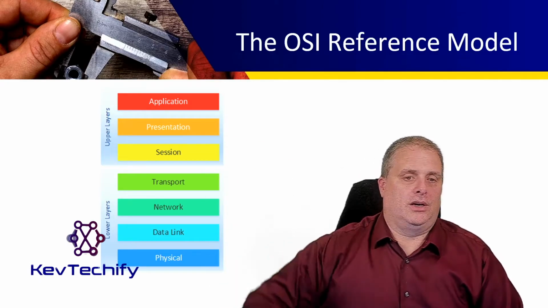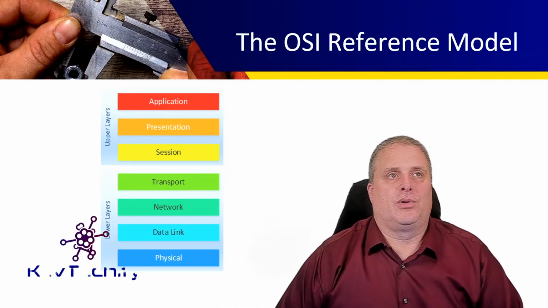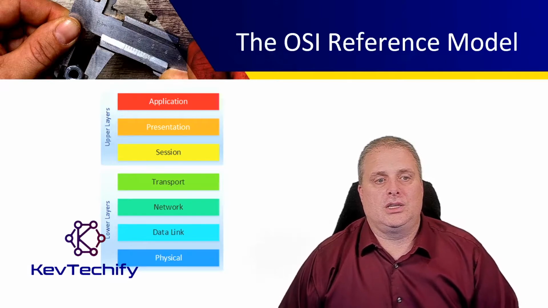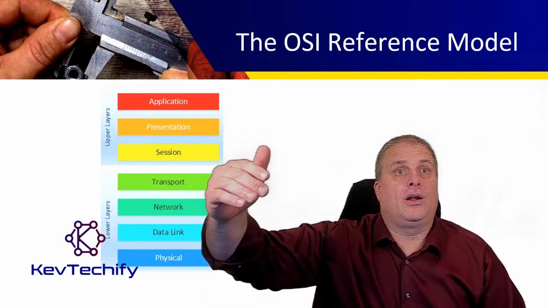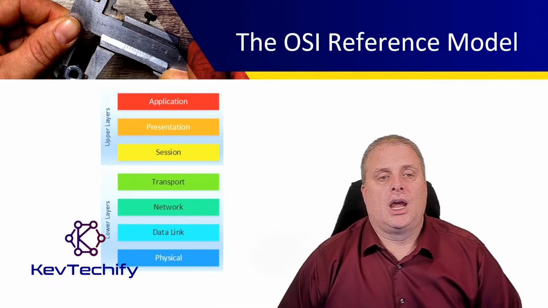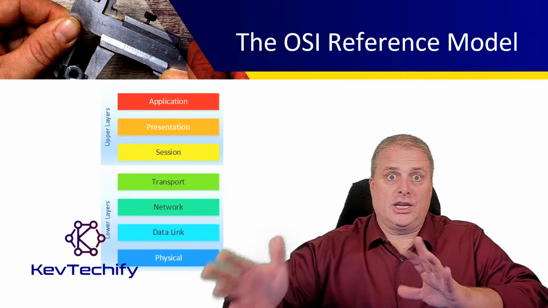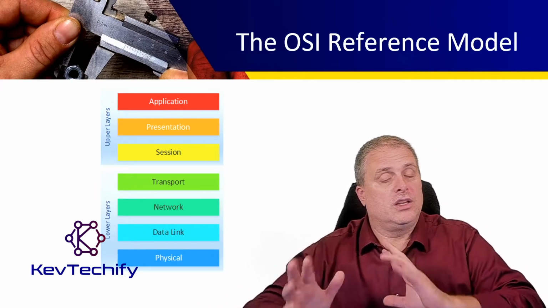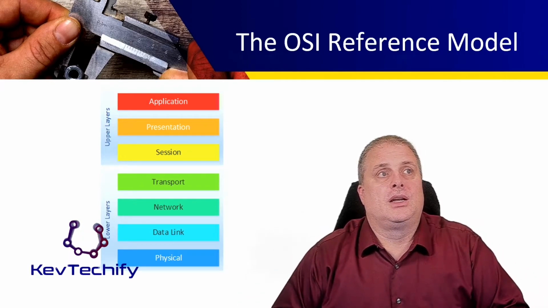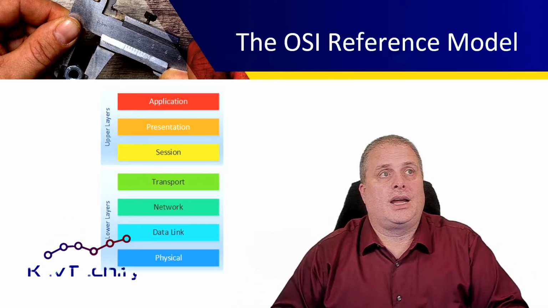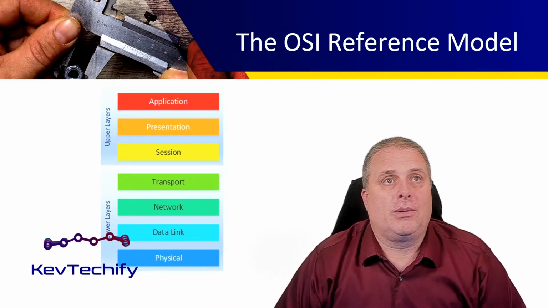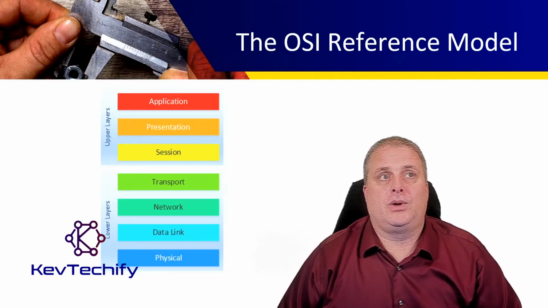Then the upper layers. Layer 5, the session layer, provides services to the presentation layer, the layer above it, and also to manage data exchange. How do we control that? It's sort of, yes, you can send, no, you can't send, you have to send in this format. That's what happens at layer 5.